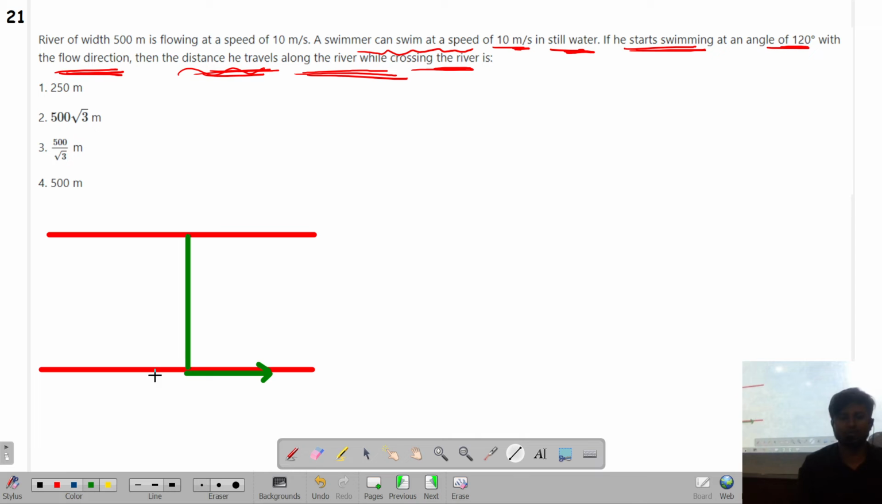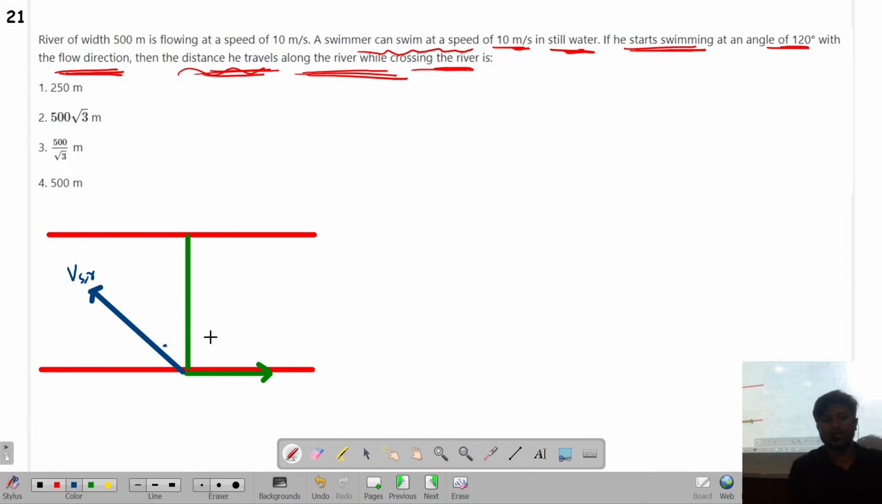Okay, I am drawing two things over here. Now, where is the velocity of man? The particular man swims at an angle of 120 degrees with the flow direction, or not? Tell me yes or no. So this is the velocity of swimmer with respect to river.